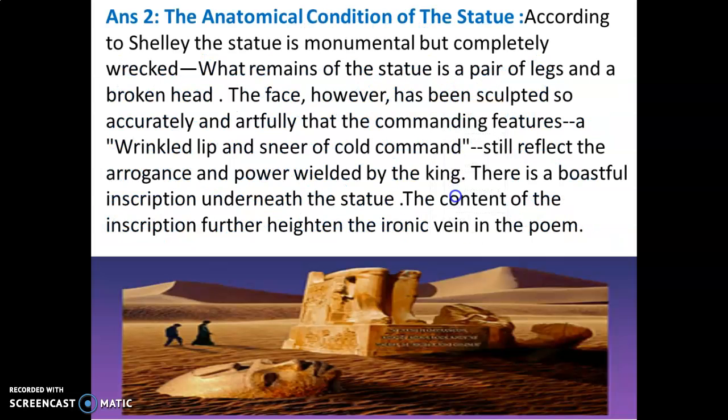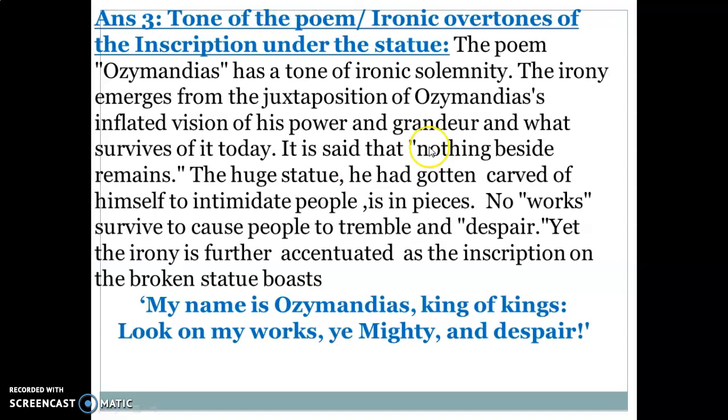Answer to question 2, the anatomical condition of the statue. According to Shelley, the statue is monumental but completely wrecked. What remains of the statue is a pair of legs and a broken head. The face, however, has been sculpted so accurately and artfully that the commanding features, a wrinkled lip and a sneer of cold command, still reflect the arrogance and power wielded by the king. And there is a boastful inscription as well, underneath.